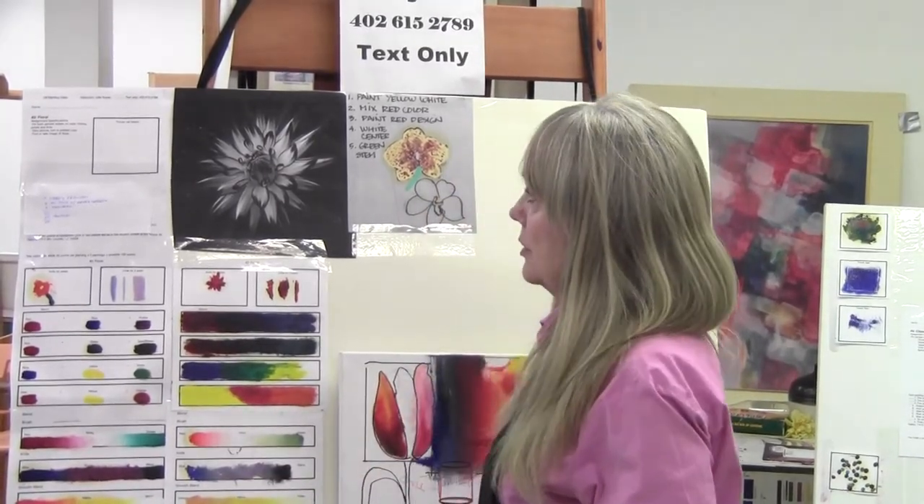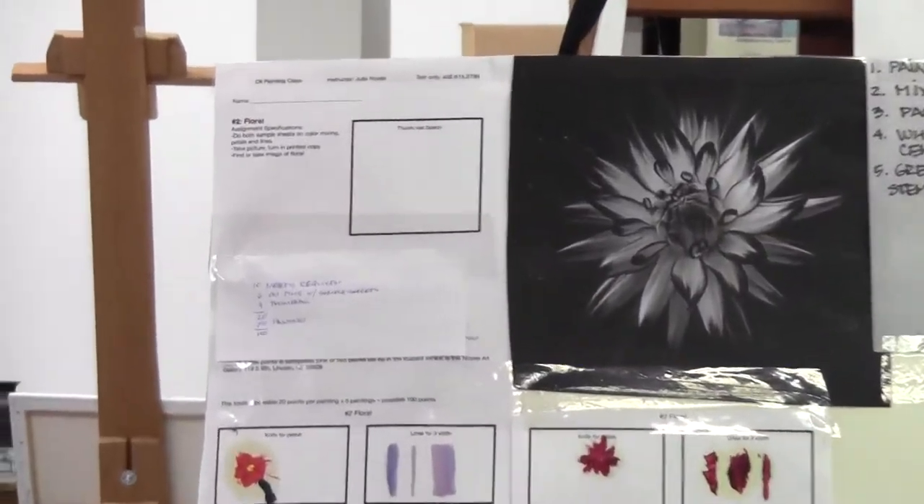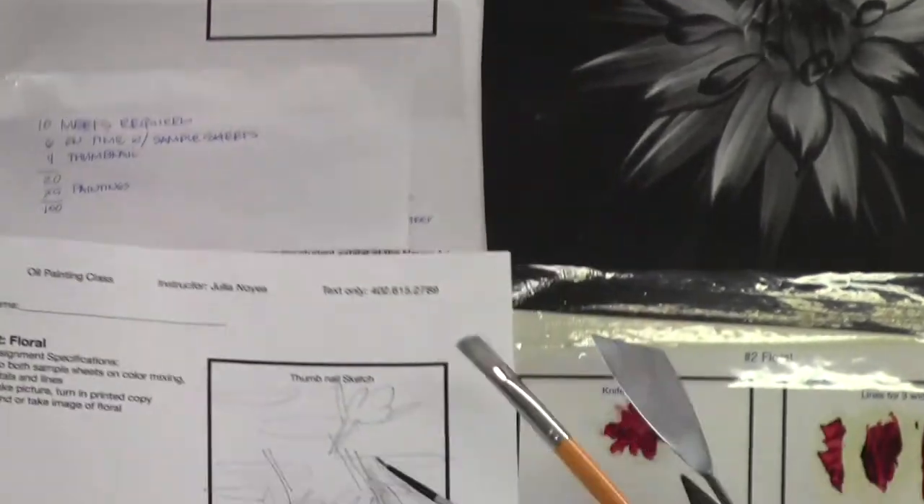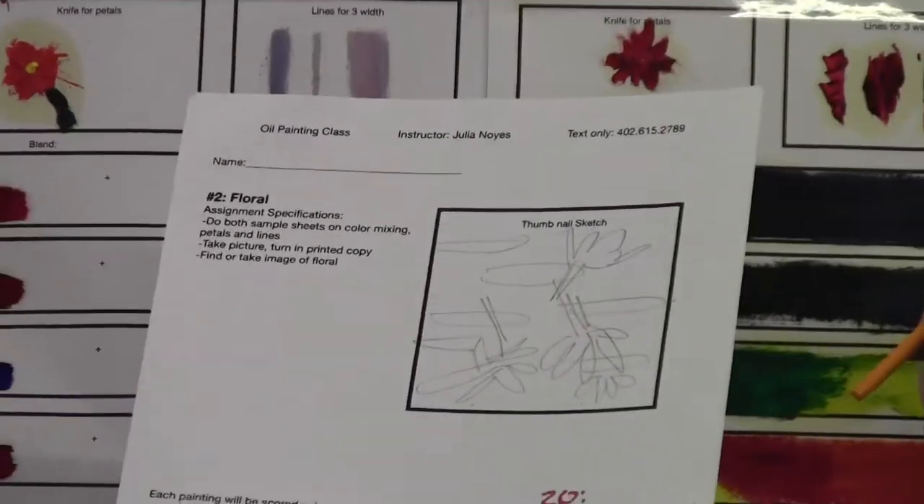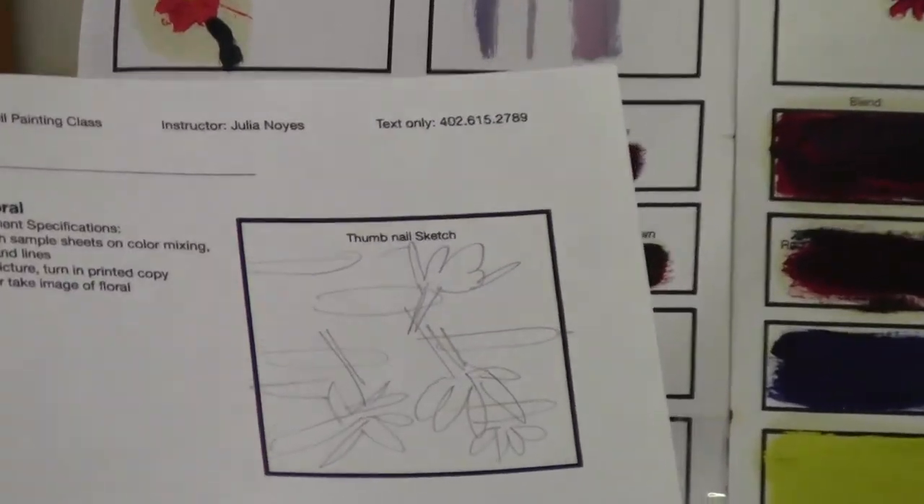So first of all, you always have to do a thumbnail. You get 4 points for doing a thumbnail. And a thumbnail is simply a little sketch. So here's my little sketch. It's not super detailed, but I'm going to do some water lilies. It's helping me to start figuring out what I want to do.